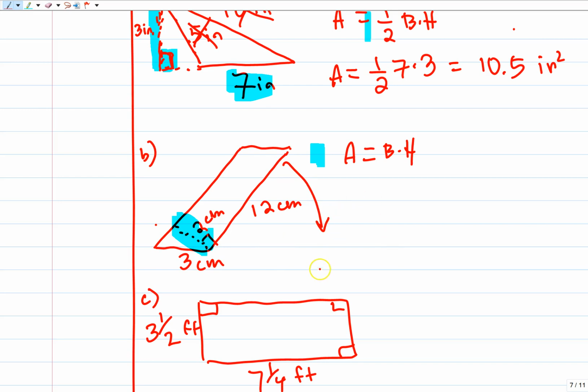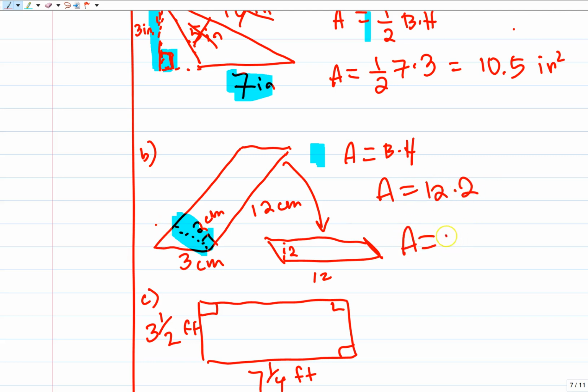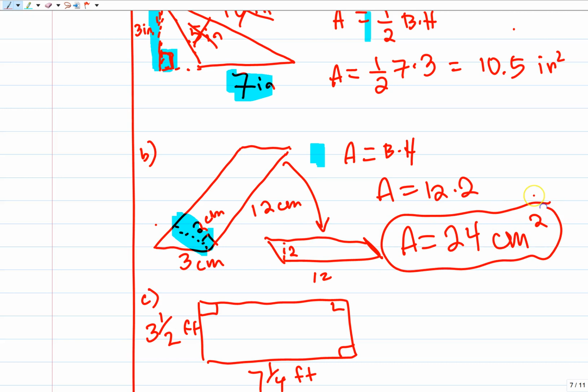The 12 would be the base, and the 2 would be the height. So it is base 12 centimeters times height 2 centimeters. The area would be 24 centimeters times centimeters, or square centimeters.